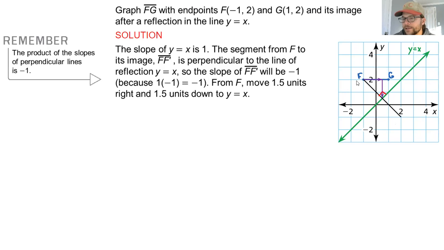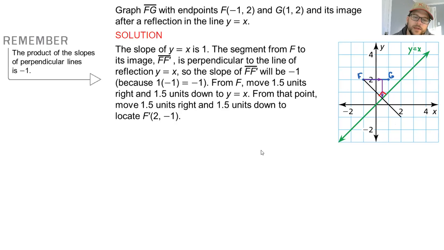You could see it as right 1.5 and down 1.5 as well. As long as you're counting the same distance to the line and then the same distance through the line. Then we're going to do the same thing with our G. So G, we're going to use the exact same slope of -1, count to the line and then through the line.